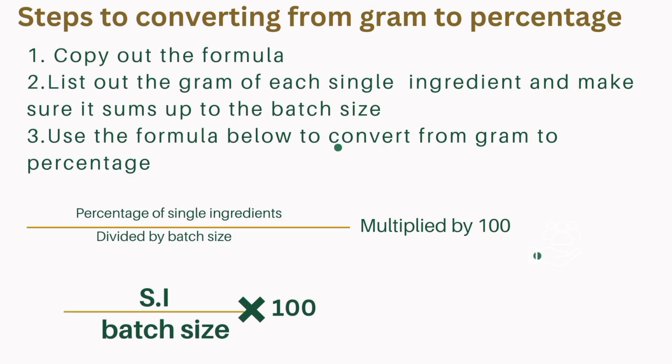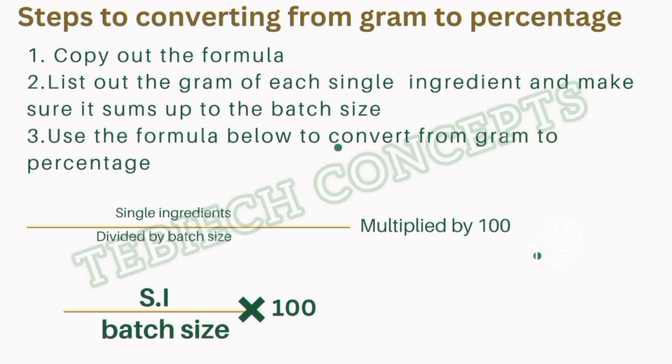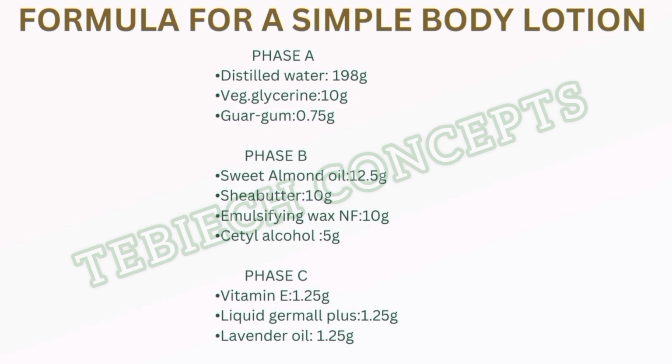If you watch the previous video on how to convert from percentage to gram, you discover that in that video, we used a formula for our calculation, which was SI divided by 100, which is the total percentage, multiplied by batch size. But in this case, it's like the reversal. We are going to use SI, that is the single ingredient, divided by batch size, multiplied by the percentage, which is 100. That's going to be our formula. That's why the first step I gave was to list out all the single ingredients and write their gram attached to each ingredient.